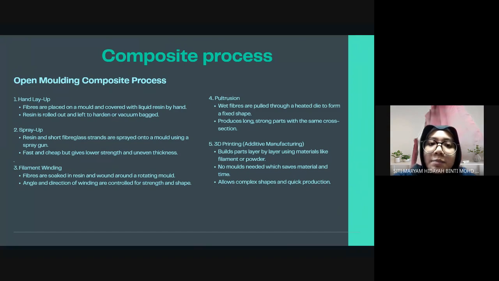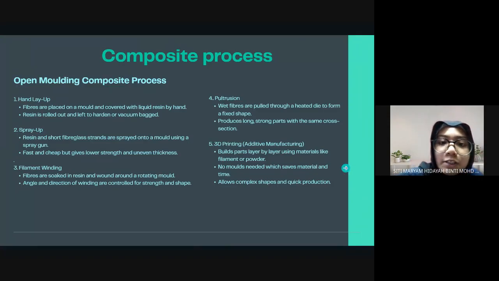The next step is pultrusion. The fibers are pulled through a heated die to form a fixed shape. It will produce long, strong parts with the same cross-section. It is good for ladders, bridges, and handrails. It is accurate, low cost, and suitable for high volume production.